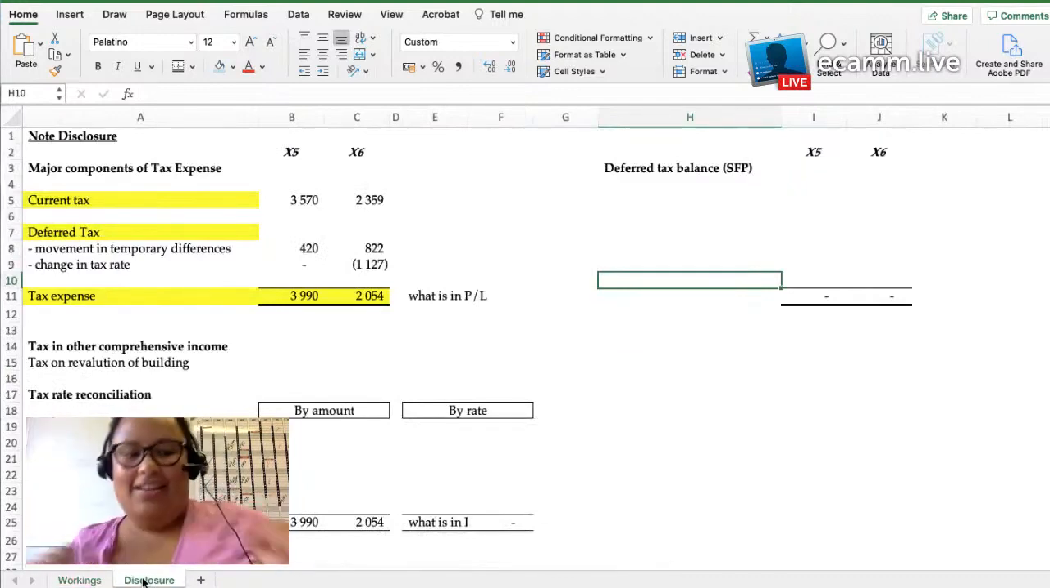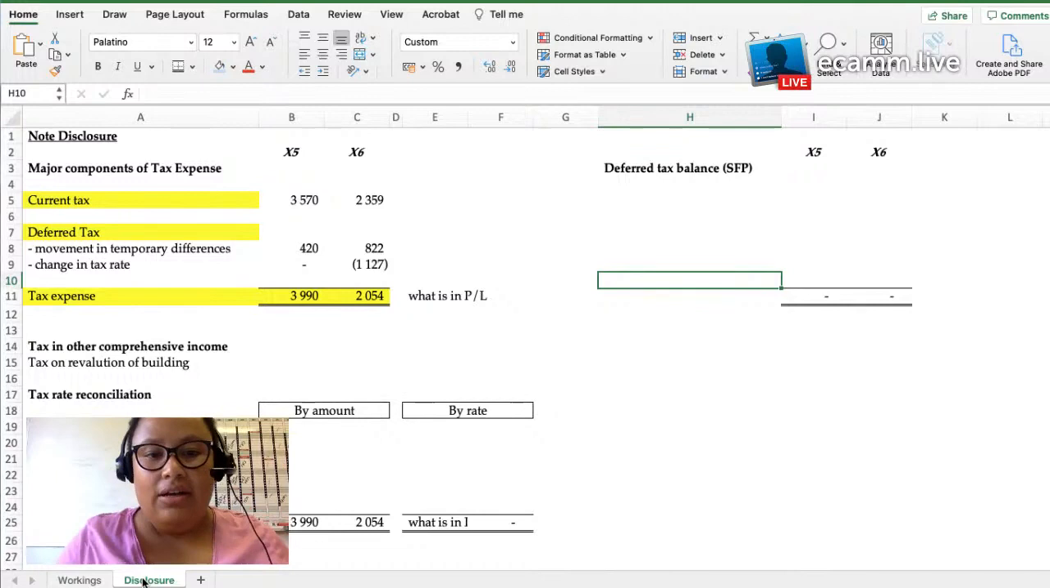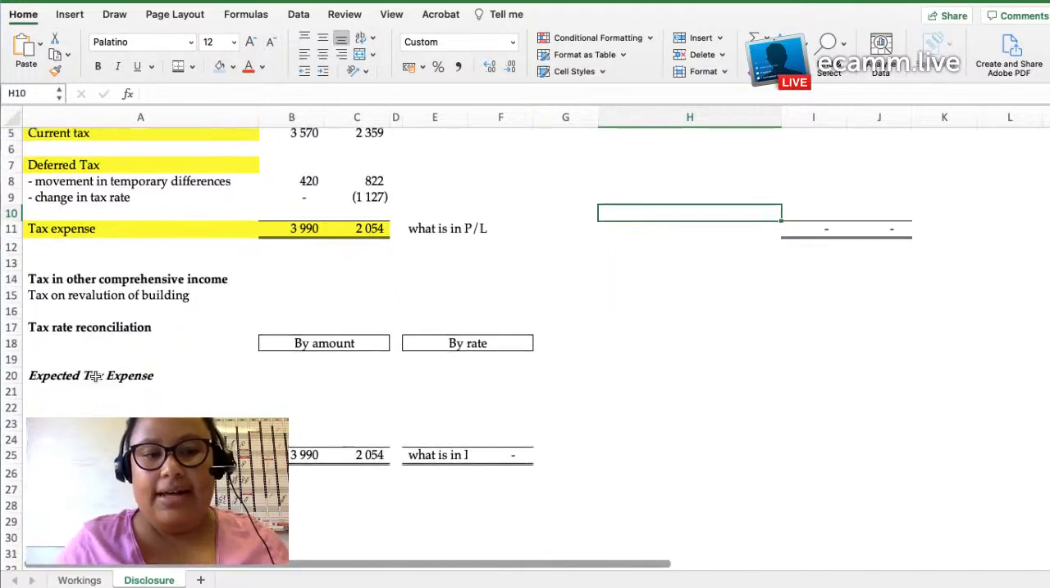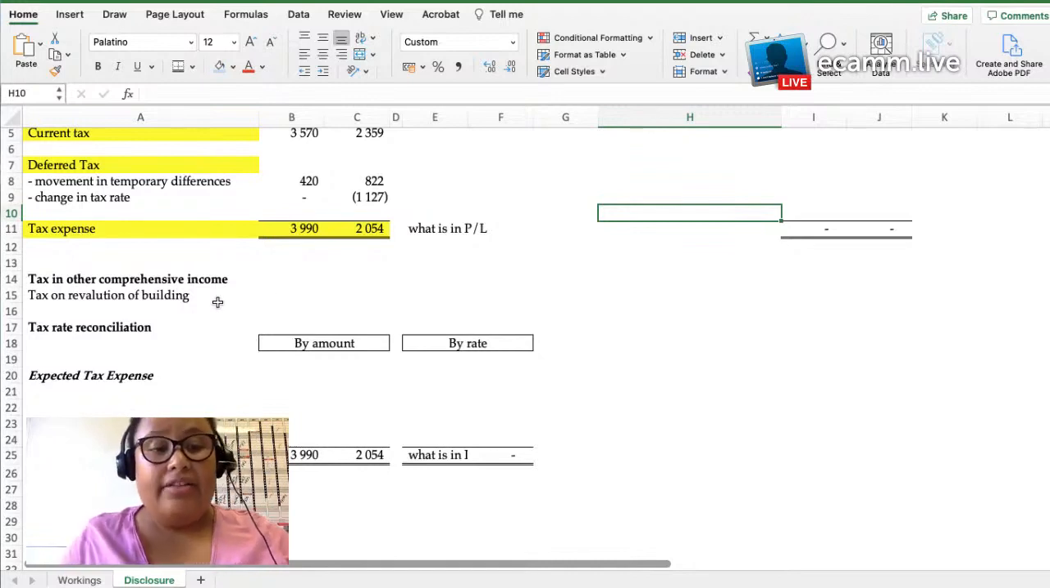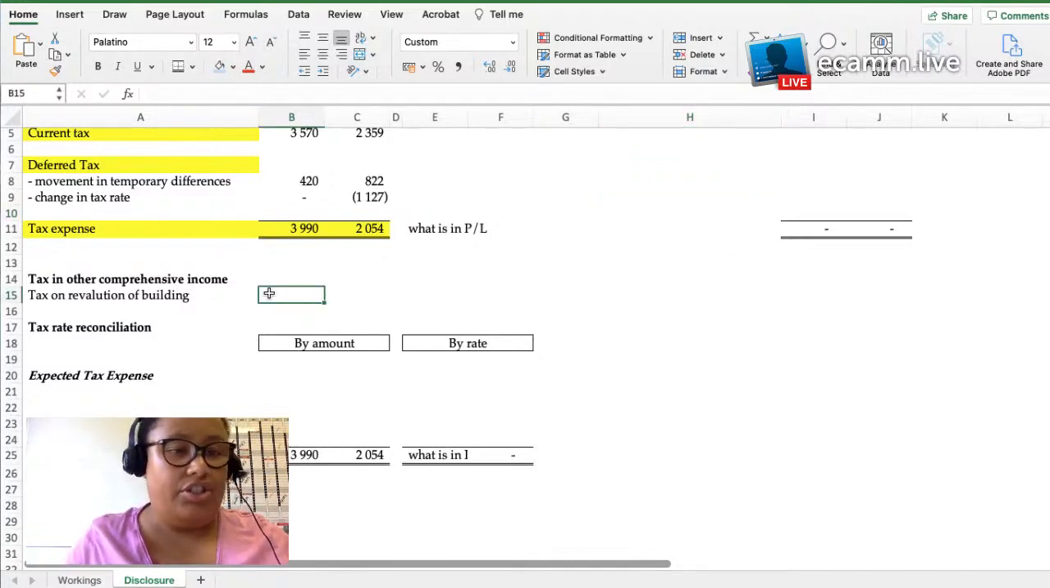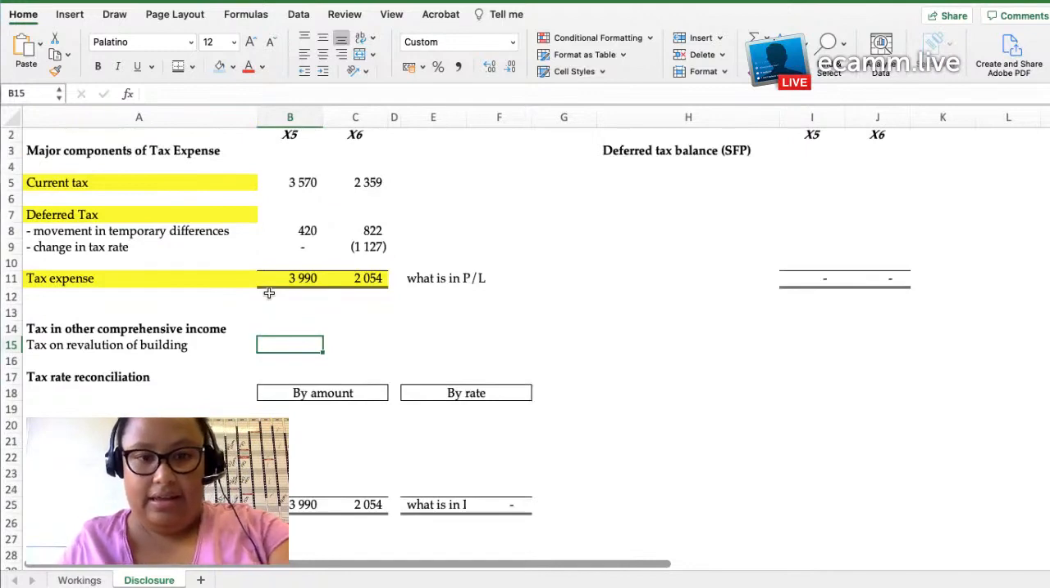Moving on. Okay, now another disclosure which you need to do is the tax in other comprehensive income. Now this disclosure, there's a specific paragraph to which this refers. It's referring to paragraph 81AB, and so this number you just need to take as a given.